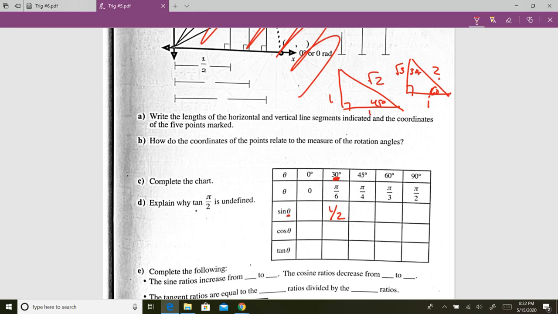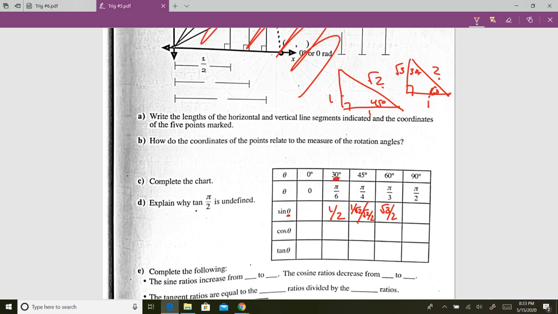Sine of 45. Go to 45. Opposite over hypotenuse. So it's 1 over root 2. But if you were to rationalize it, it would be root 2 over 2. I don't really care which way you write it, but in all textbooks, they'll rationalize it as root 2 over 2. 60 degrees, again, go to the 60-degree angle triangle. Sine, opposite, root 3 over hypotenuse 2. So this is root 3 over 2. No need to rationalize because the radical's in the numerator. Sine of 90, we'll deal with that one in a sec here as well.